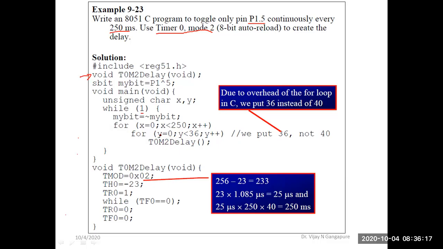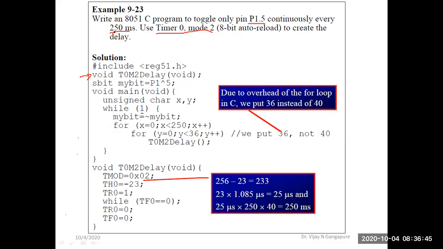Okay, how many times? The inner loop will be executed 36 times and the outer loop will be executed 250 times. Okay, that means this t0m2 delay function we are calling how many number of times? 36 multiplied by 250. Okay, now that is because we want a 250 millisecond delay. And this 250 millisecond delay is not possible by using this mode 2 of timer 0.